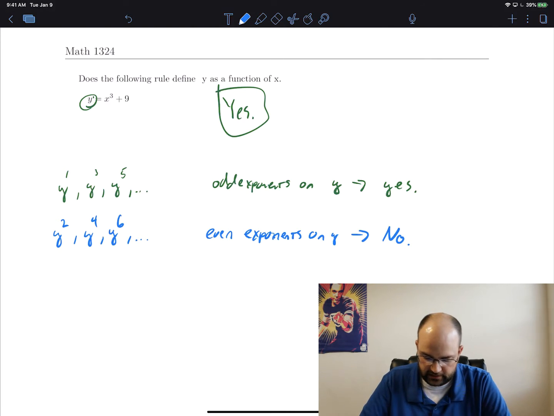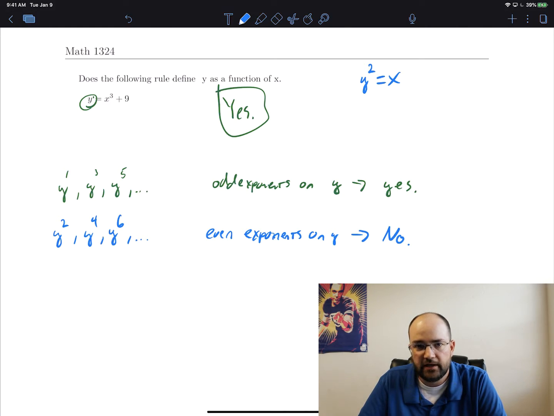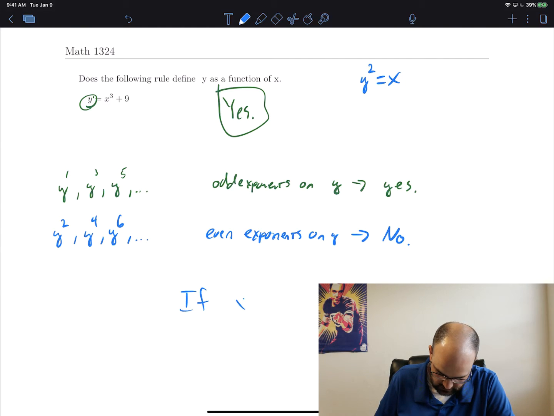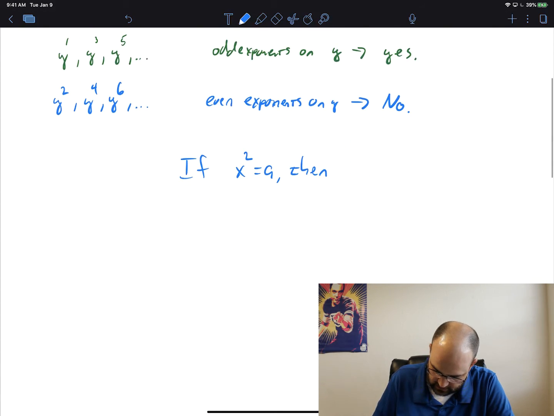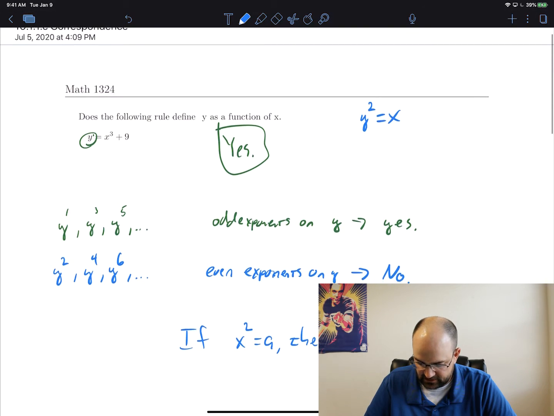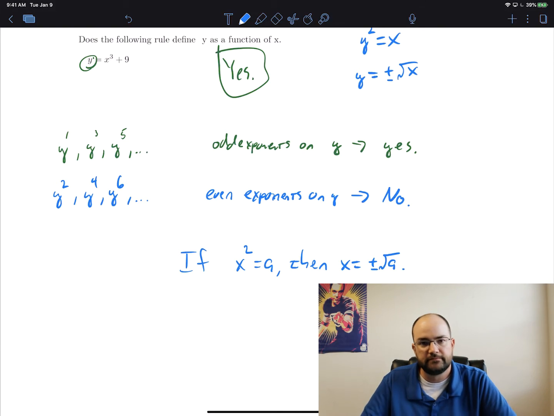And the reason why, let's look at it this way. If I had y squared equals x, if I want to solve for y, I have to get rid of that square. And there's something in college algebra, well, just any algebra, that says if x squared equals a, then x equals plus or minus the square root of a. This is called the square root property. So if we have y squared equals x, that means y would equal plus or minus the square root of x.